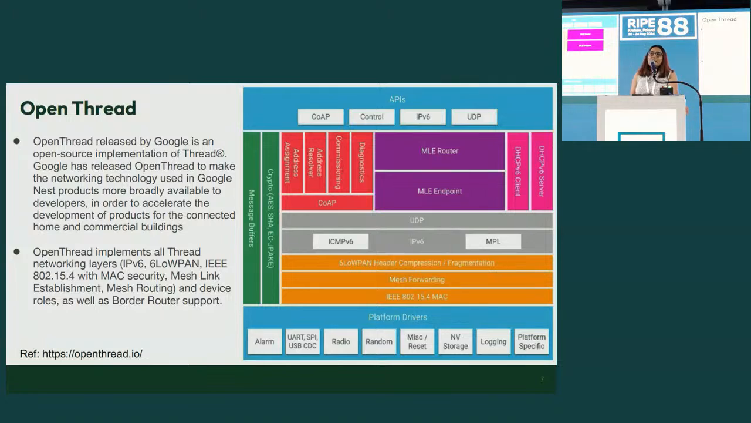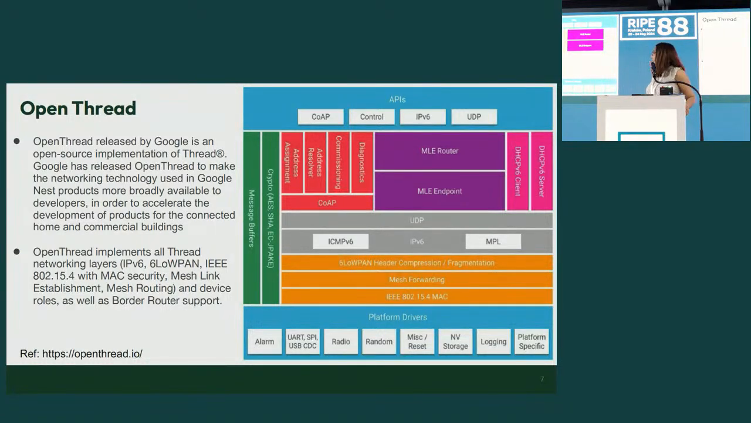Now, because we have commercial devices which have a Thread network, Google also released OpenThread, which is an open source implementation of the Thread specification, which allows researchers like us, startup companies, or other ecosystems to develop Thread based products and deploy those in different scenarios.